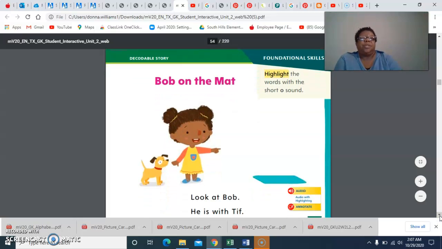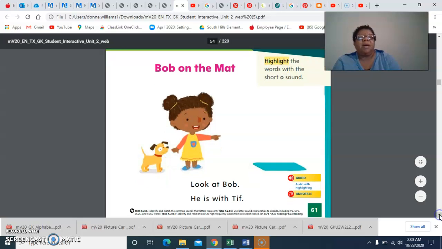Also, here's a story for you to practice reading. Get to the point where you can read it independently by yourself with no help. It has the letter O in some of the words. It's going to use the letter F in some of the words. And it says Bob on the Mat is the name of the story.